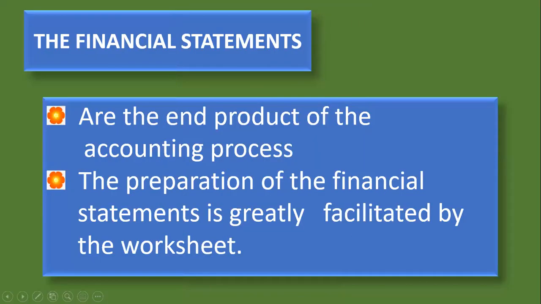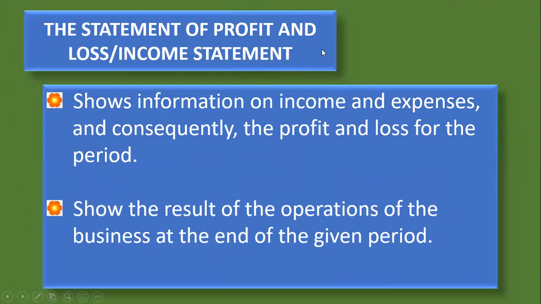So what are financial statements? These are the end product of the accounting process. The preparation of the financial statements is greatly facilitated by the worksheet. Okay? First we have the statement of profit and loss, or income statement. This shows information on income and expenses, and consequently the profit and loss for the period. It shows the result of the operations of the business at the end of the given period.